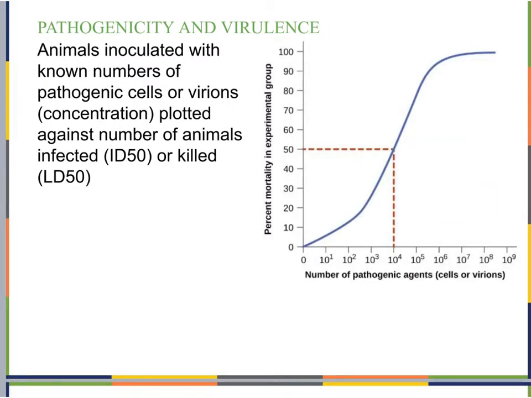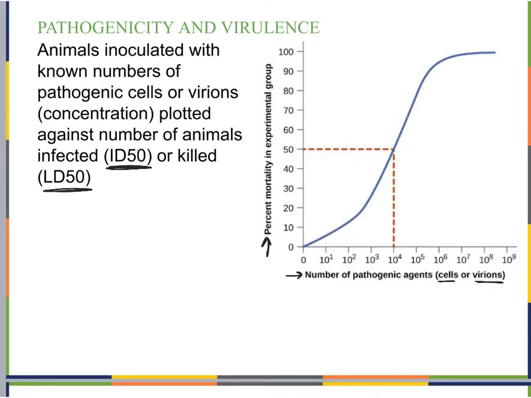If we look at this on a chart here, what we see is something like this. We have our percent mortality in the experimental group, and then we have the number of pathogenic agents, so the number of cells or virions. We can take a look at this in a laboratory. Animals are inoculated with known numbers of pathogenic cells or virions, some particular concentration, and then that's plotted against the number of animals that are infected to give the infectious dose, or killed to give us our lethal dose, our median lethal dose and median infectious dose.